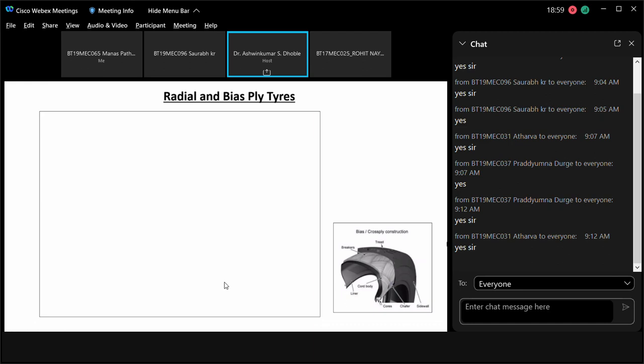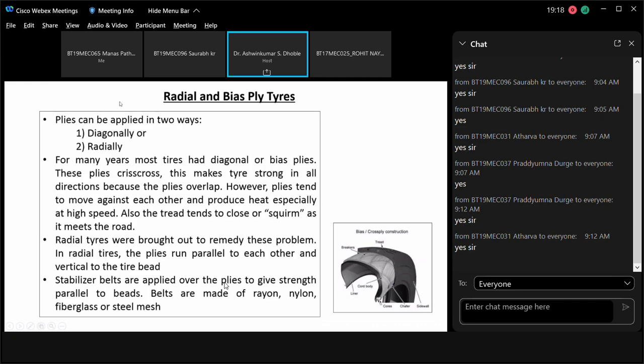So we will see what are the problems with this, and you see that the cord or these are impregnated or put into the crisscross pattern. That means they are making an angle. So this is bias ply or cross ply construction. See, plies can be applied in two ways. Now you have got the tire plies, so you can arrange it in two ways. One is diagonally or the radially.